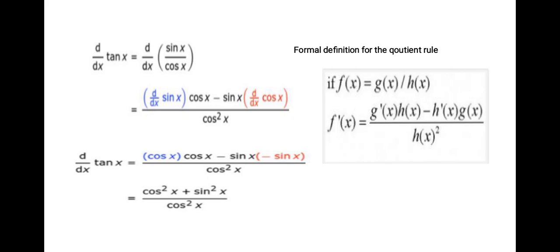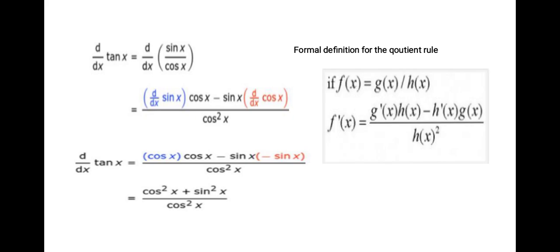So, d/dx tan x is equal to cosine x times cosine x, minus sine x multiplied by negative sine x, all over cosine squared x. So, cosine squared x plus sine squared x, all over cosine squared x.